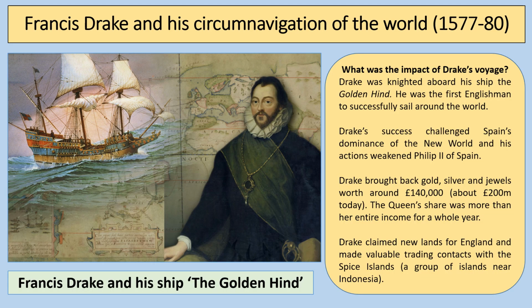Now, in terms of the impact of Drake's voyage, Drake was knighted aboard his ship, the Golden Hind. He was the first Englishman to successfully sail around the world, and his success challenged Spain's dominance of the New World, and his actions weakened Philip II of Spain. He brought back gold, silver and jewels worth around £140,000, which is about 200 million in today's money. The Queen's share was worth more than her entire income for a whole year.